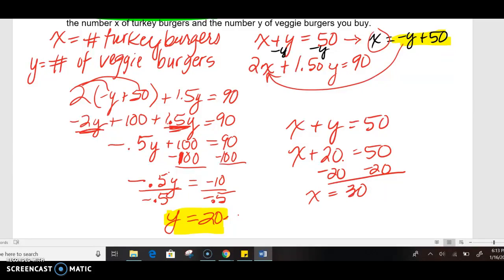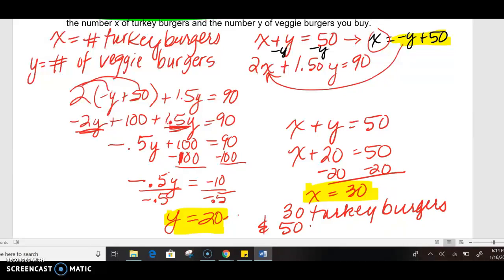Okay, when you solve a real life problem like this is the only time we don't really write our answer as an ordered pair. So you would write your answer using a sentence. So if x is 30 and y is 20, that means I have 30 turkey burgers and 20 veggie, oh, sorry, not 50, 20 veggie burgers. You fix that. Okay, so I'm going to fix that. So 20 veggie burgers.